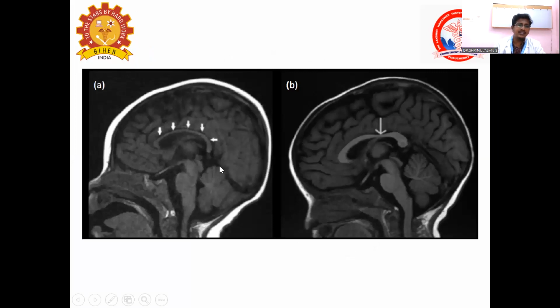So how does it appear in MRI? In MRI, you can see the normal appearance of corpus callosum and the abnormal, suppose thinned out corpus callosum or slender corpus callosum imaging appearance. So this is a normal corpus callosum appearance. You can see the rostrum, and this is called the genu, and you can see the body of the corpus callosum, and this is splenium of the corpus callosum.